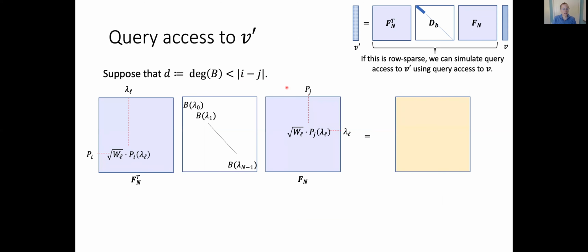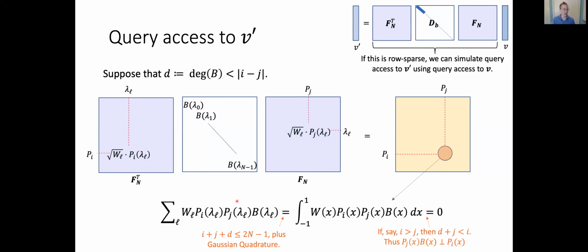Now let's consider this matrix here, F transpose DF, which, remember, the whole goal was to get to be row sparse, because that will allow us to query V prime given query access to V. If we take a look at the ijth entry of this matrix, we get a big sum over L of these nice weights, WL, times some polynomial of degree I plus J plus D. And because of our assumption on D, the degree I plus J plus D is not too big. It's less than or equal to 2n minus 1.